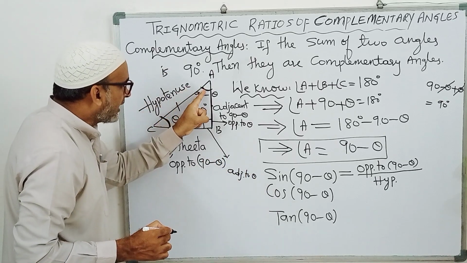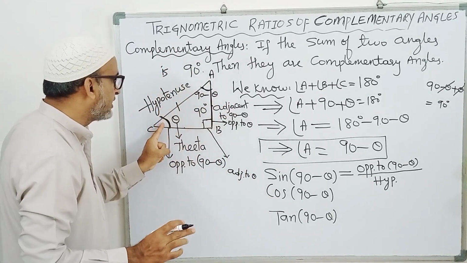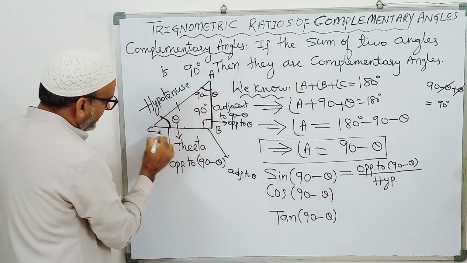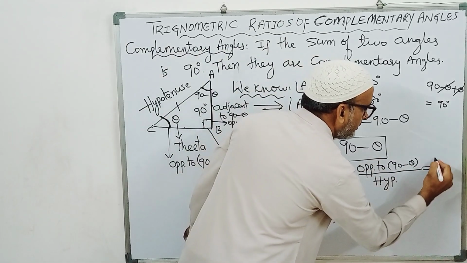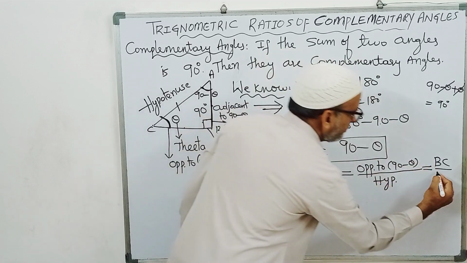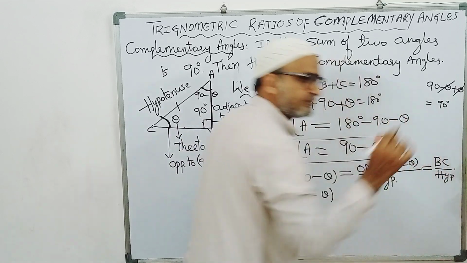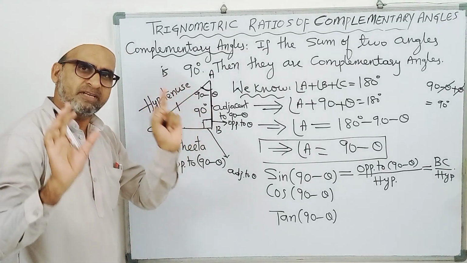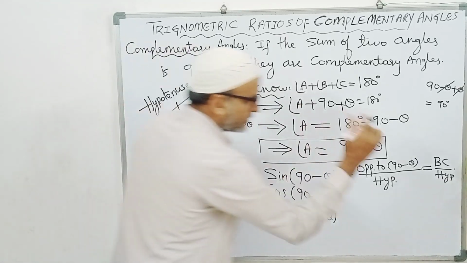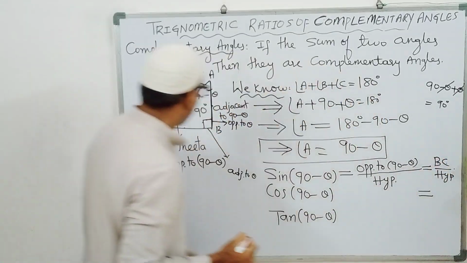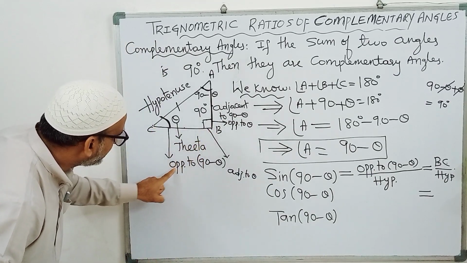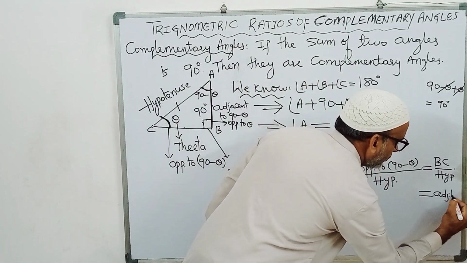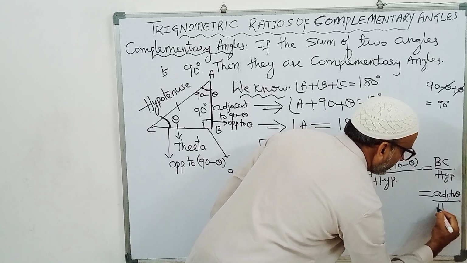I am writing the sides according to 90 minus theta, and according to theta also. Now opposite to 90 minus theta is BC, so BC by hypotenuse. Hypotenuse only, no change. According to theta, the hypotenuse is this only, and according to 90 minus theta also, the hypotenuse is the same. Now BC is opposite to 90 minus theta, and another name is adjacent to theta. So adjacent to theta by hypotenuse.